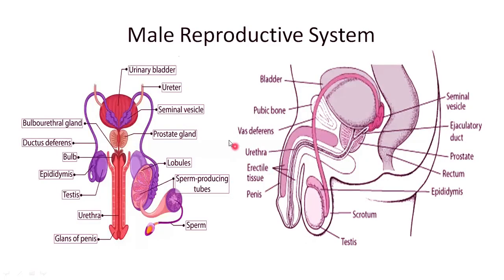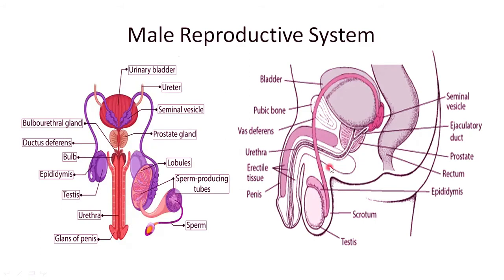Now, I will explain the male reproductive system from the diagram. See, this is the urinary bladder where urine is stored. Now, this is the ureter. What is the seminal vesicle? What is the prostate gland? We have to see this in detail in this video. The bulbourethral gland, how the process is going on, how the sperm will transfer from the testis to the urethra, we have to see in this video.